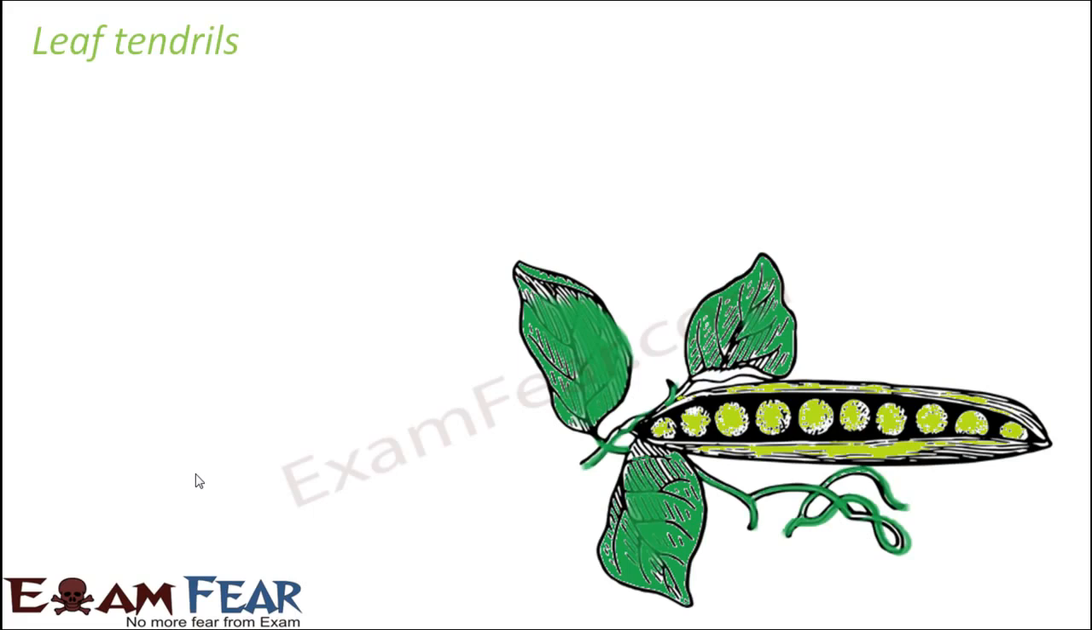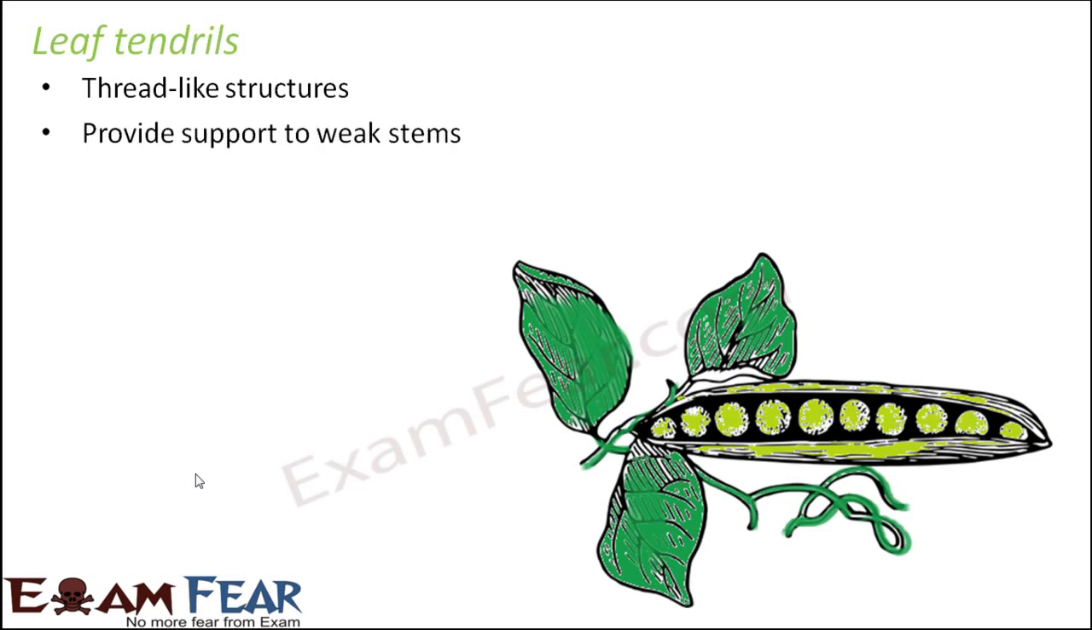Stem tendrils were present in climbers like the grapevine, whereas leaf tendrils are present in plants like the pea plant. These are thread-like, flexible, coiled structures, and they can attach themselves to any object, and thus help the plant to climb. They provide support to weak stems. Since it gets coiled over some object, it provides mechanical support to the plant. So even if the stems are weak, additional support is provided with the help of the leaf tendrils. They act as climbing organs. An example is the pea plant.